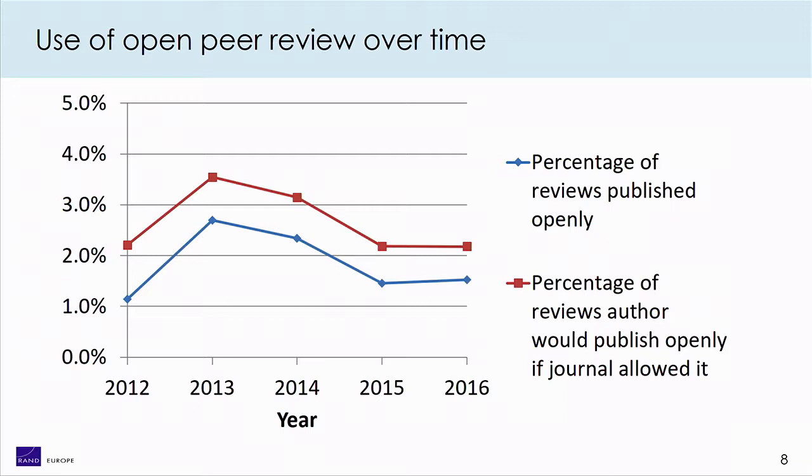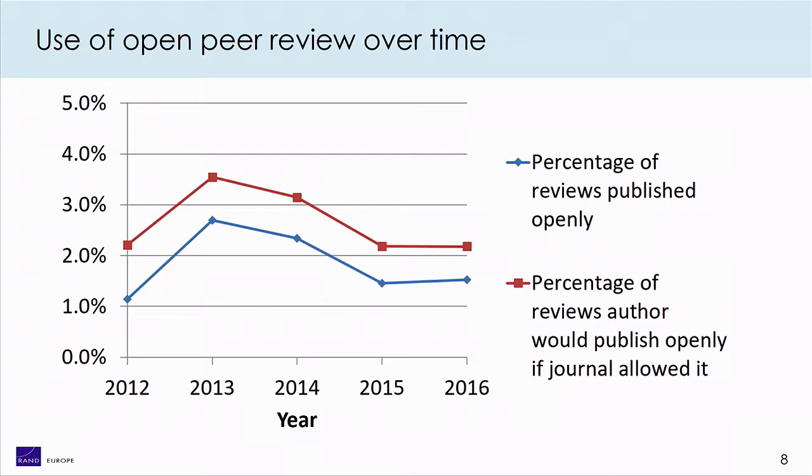But what does that then look like in terms of use by people on Publons? This graph shows the percentage of reviews published openly on Publons. That's the blue line. On average, 1.7% of the reviews in Publons are published openly. And as you can see, there's no evidence at the moment that this is going up over time.